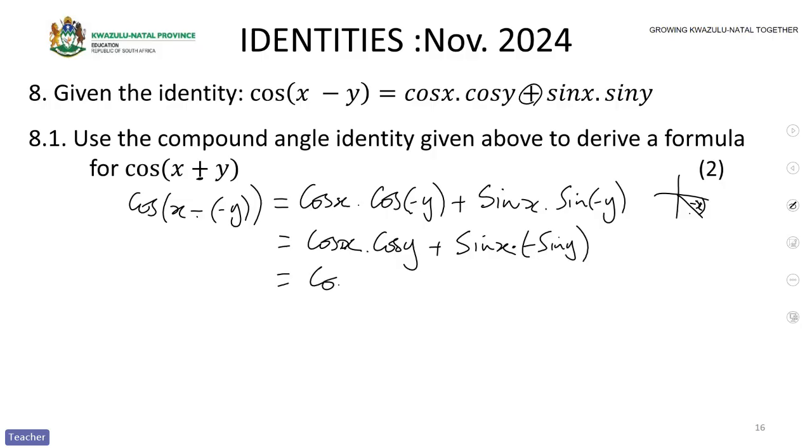So therefore, when we simplify this, it's going to be cos x times cos y. Positive times negative is going to be negative sin x times sin y. Then we've proved the compound identity for cos of x plus y. So it is also examinable, learners. Please don't forget that one.